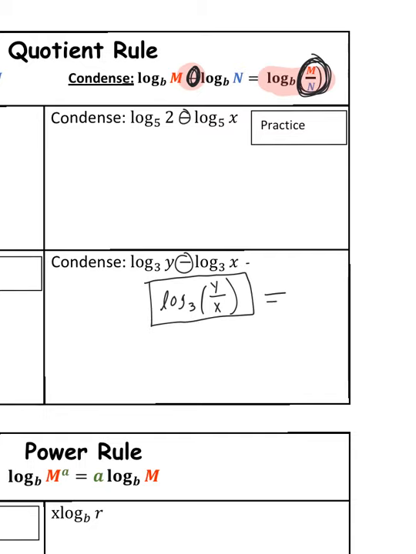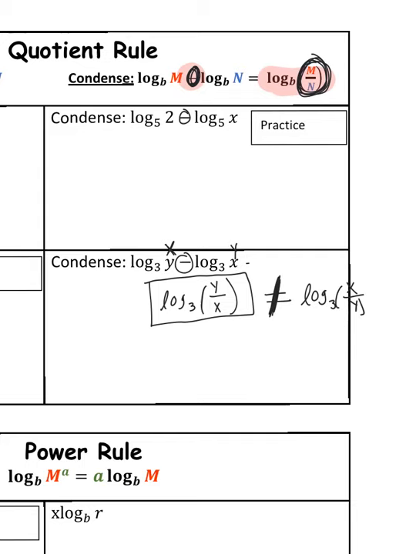Now, this is not equal to, so what I'm about to write is the wrong answer. This is not the same thing as x over y. That would be the case if the first one was an x and the second one was a y. So go ahead and try the practice one above. Pause the video and try it.